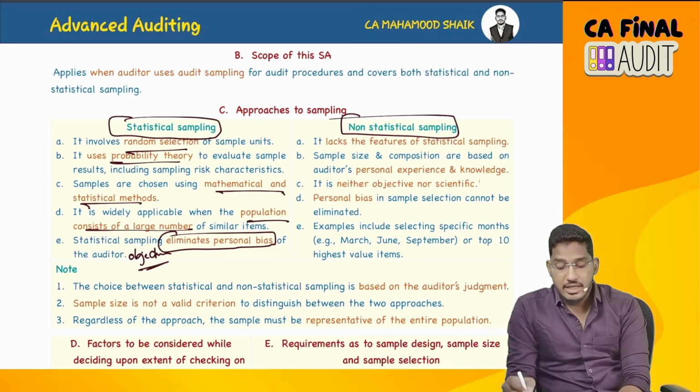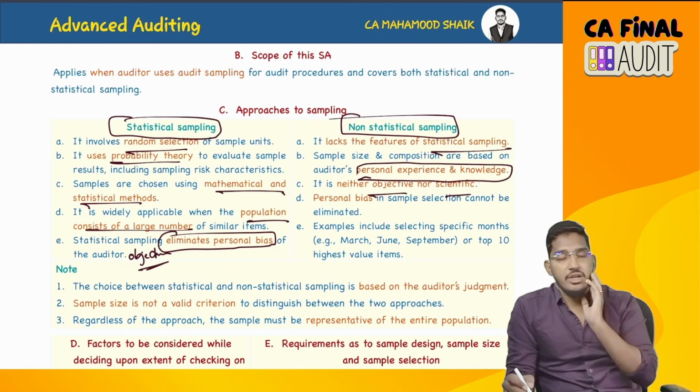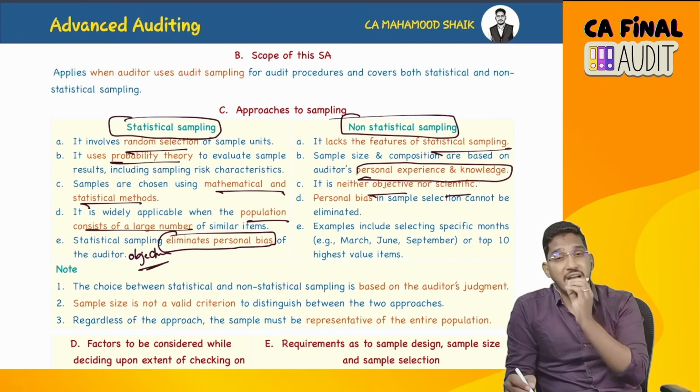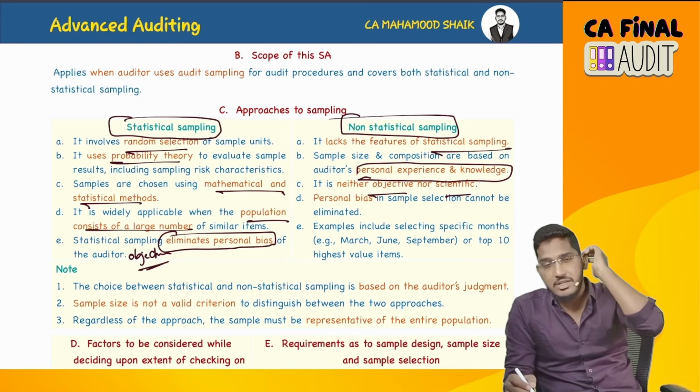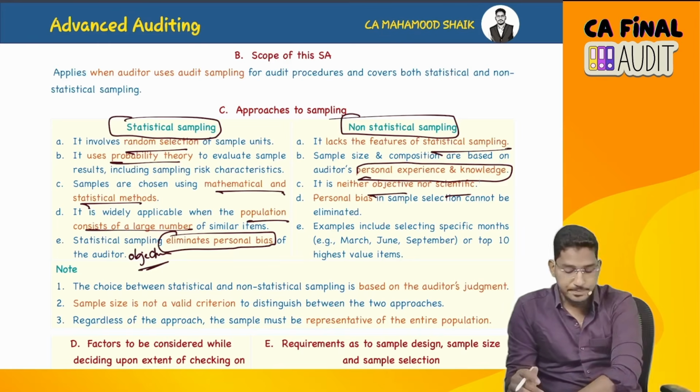So that's what they say here. It lacks the features of statistical sampling. Then how will the auditor select it? He will select it purely on the basis of the personal experience and knowledge of the auditor. This method is neither objective nor scientific. Here we are not going to use any science-based concepts, and this method is not objective. That means it is not going to be an unbiased one. It will always be biased. Why? Because wherever I use professional judgment, there will always be a bias.